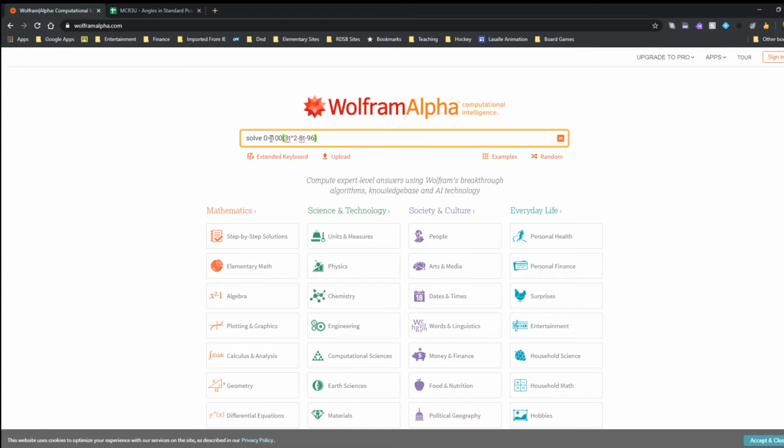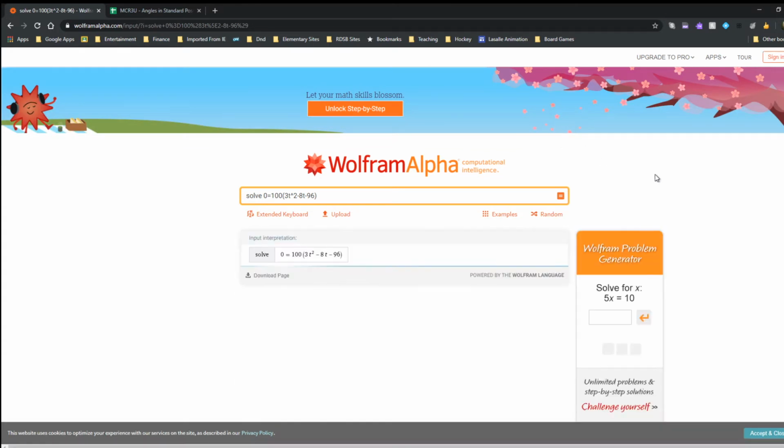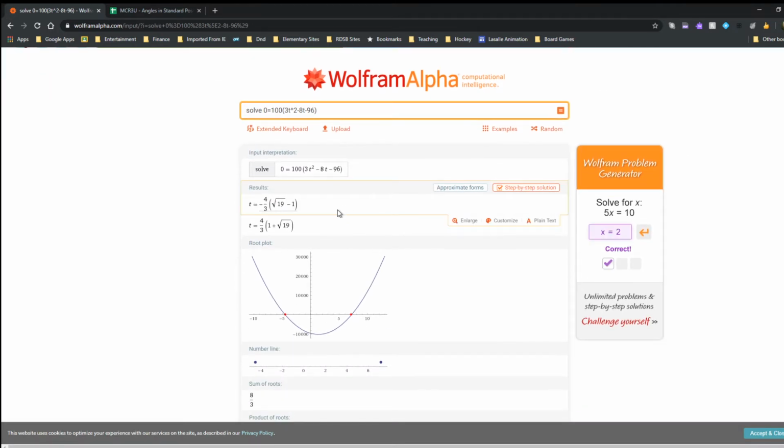So if I did this right, I had typed this in period 3, so I just copied and pasted that. This is just the equation that I had on my smartboard, right? It was 0 equals 100 times 3t squared minus 8t minus 96. That's what I had factored it to. If I press enter, after typing in solve, Wolfram Alpha is going to do its magic here, and if everything works out, it's going to tell me that yes, there are 2 solutions to that quadratic, and it even graphed it out for me, showing me where the 2 zeros are.